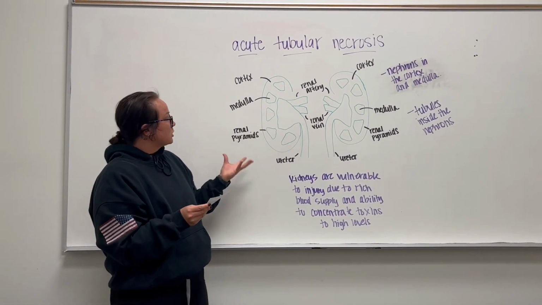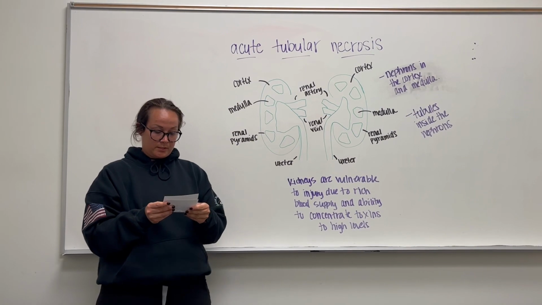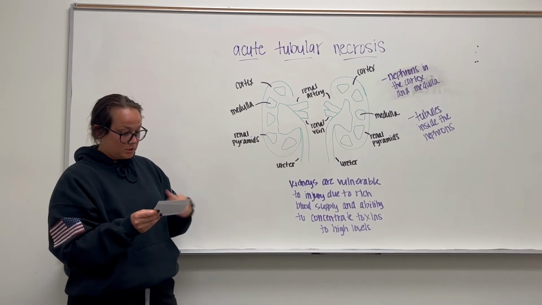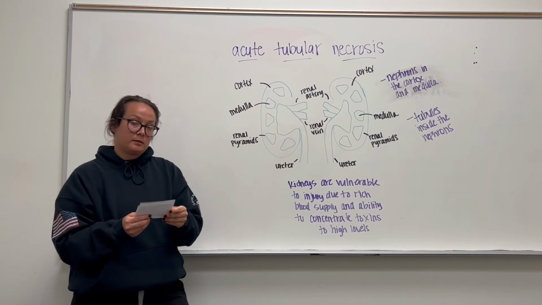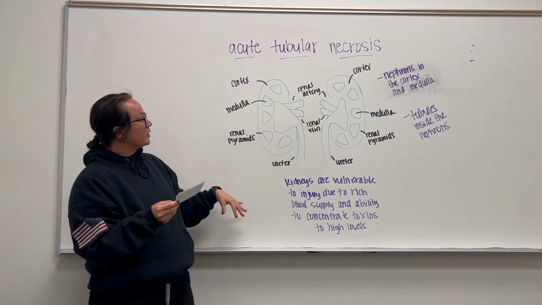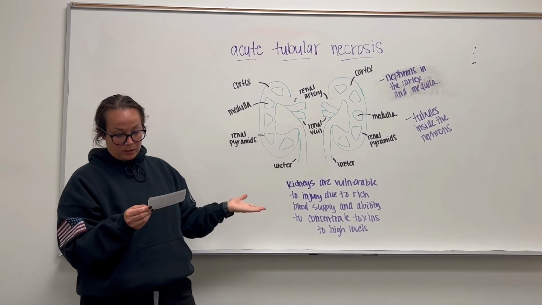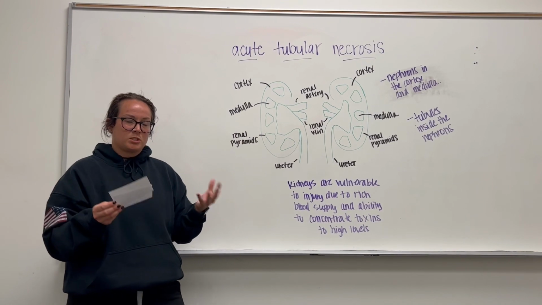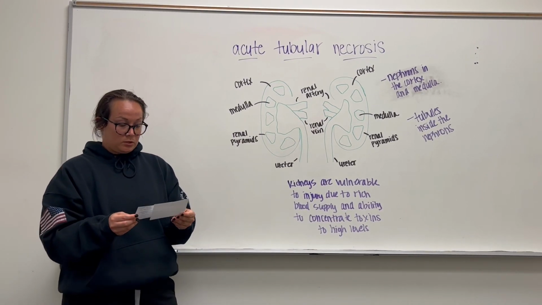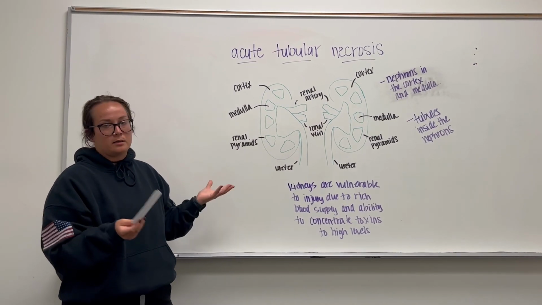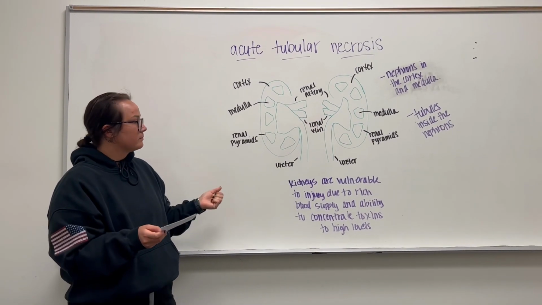So destruction of tubular epithelial cells causes a suppression of the kidneys and renal function, and this is going to lead to low urine output, a decrease in glomerular filtration rate, or GFR, which allows toxic substances to build up, and then this can lead to, in the end, acute kidney failure.